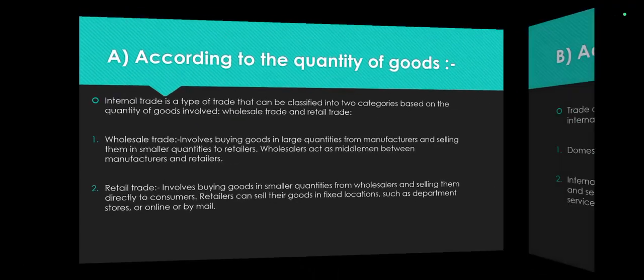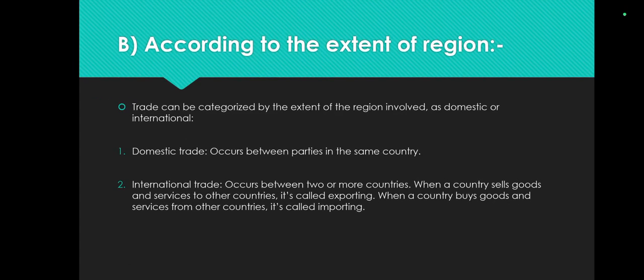Now moving to another type, that is trade according to the extent of region. Trade can be categorized by the extent of the region involved as domestic or international. The buying and selling of goods happens at various levels. On that basis, trade can be divided into local, regional, national, and international trade.